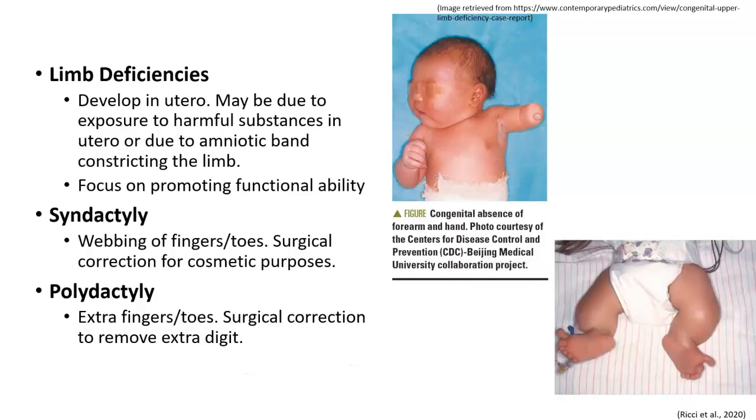Limb deficiencies are another congenital structural anomaly you may see. These deficiencies develop in utero. They may be due to maternal exposure to harmful substances in utero, or they might be due to an amniotic band that is wrapped around the limb that constricts the limb and then results in this limb deficiency. The focus for these children is on promoting their functional ability, getting them connected with PT and OT to work on achieving normal developmental milestones or appropriate developmental milestones for their condition, and then working on activities of daily living as well.